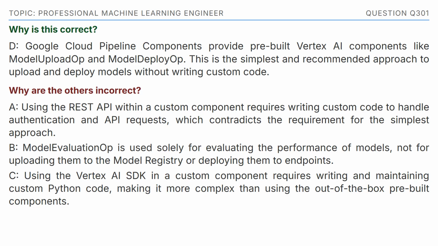Why are the others incorrect? A. Using the REST API within a custom component requires writing custom code to handle authentication and API requests, which contradicts the requirement for the simplest approach. B. Model Evaluation Op is used solely for evaluating the performance of models, not for uploading them to the model registry or deploying them to endpoints. C. Using the Vertex AI SDK in a custom component requires writing and maintaining custom Python code, making it more complex than using the out-of-the-box pre-built components.